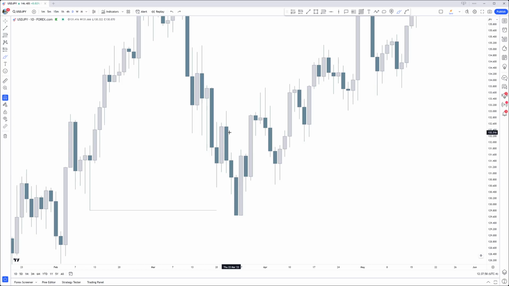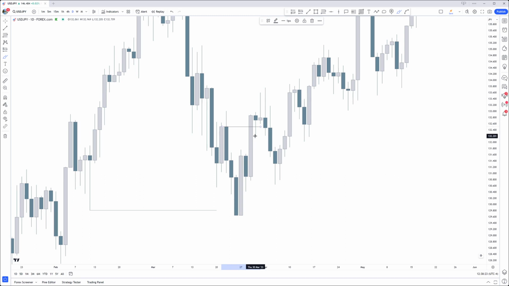And the discount array matrix starts off with a mitigation block, so that could be the highest discount array that you first encounter. Then the second one you encounter is usually a breaker, then a fair value gap, then an order block, and then afterwards you have a swing low. That's your last discount array. That's the lowest one. So right here, you have your breaker, which is your first discount array.